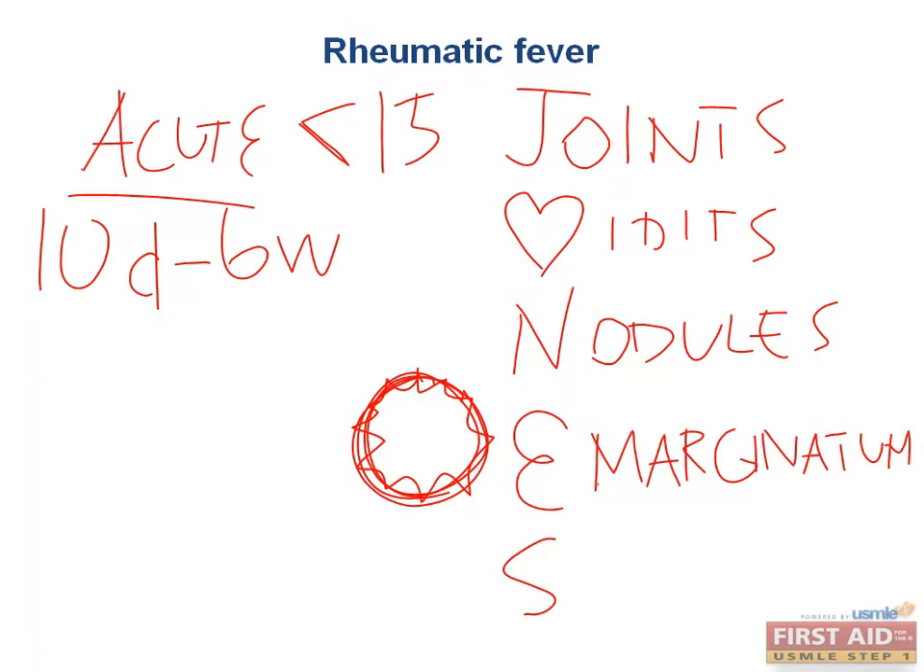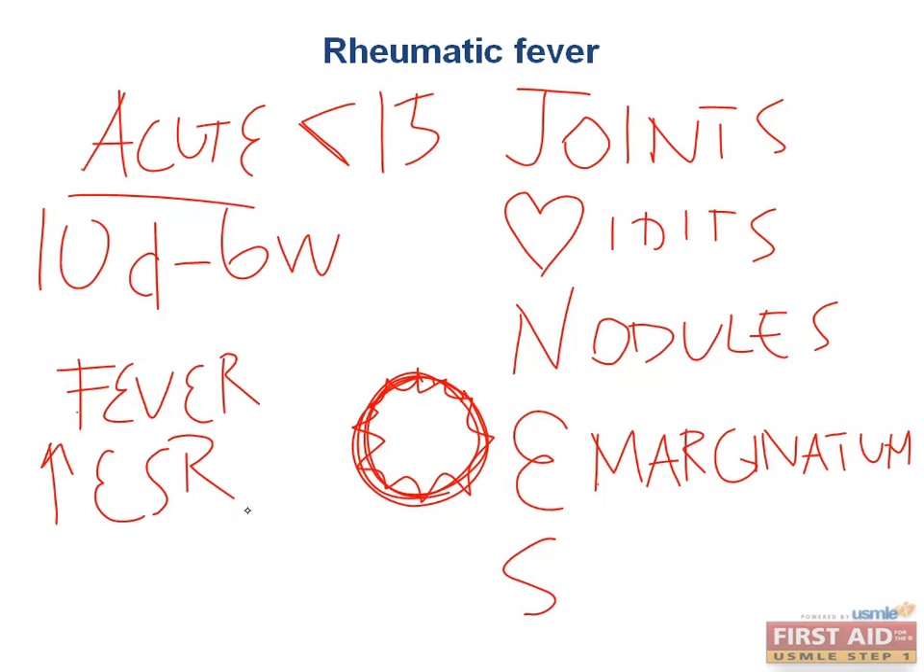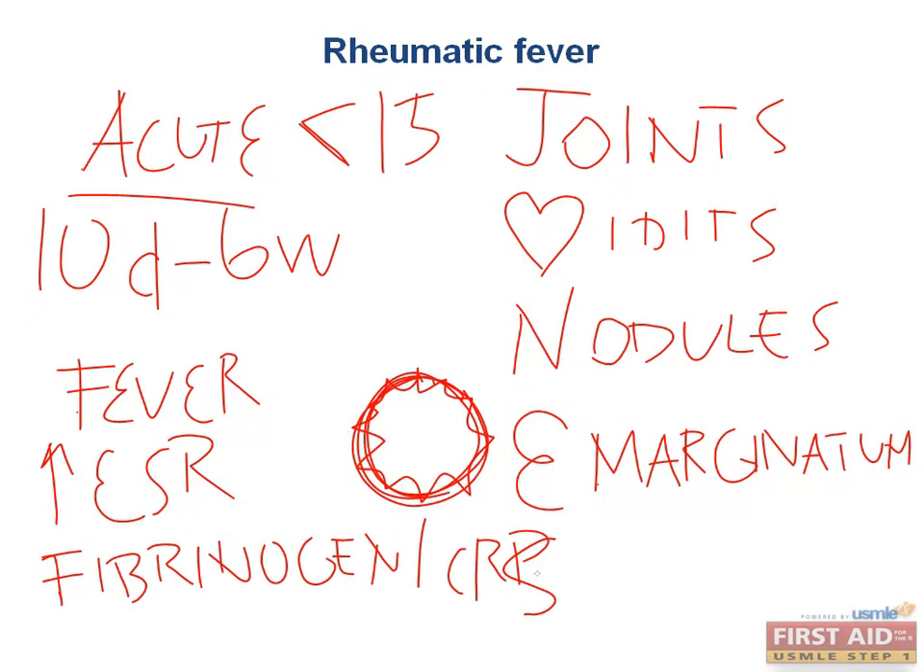The rest of the signs and symptoms are easily remembered if you think about how we just turned on our immune system against ourselves due to this molecular mimicry that happens in immunology. So anytime you activate your immune system, you're obviously going to have fever and an elevated ESR. Due to the production of antibodies and inflammatory proteins, you'll also have high levels of fibrinogen and CRP, C-reactive protein.